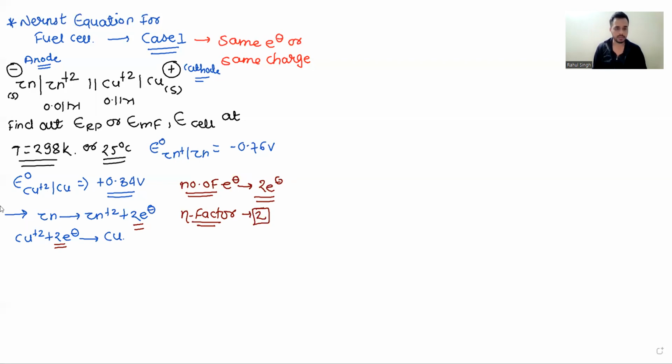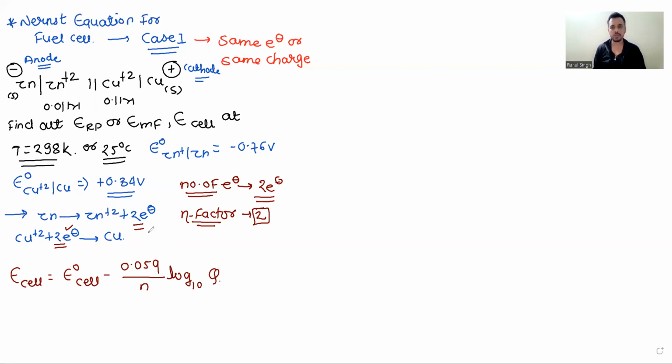Now here we have 298 Kelvin, and we have the same charge, same electron. For this condition, we are talking about case number 1. We have a formula: E cell is equal to E naught of cell minus 0.059 divided by n, log to the base 10 of Q.